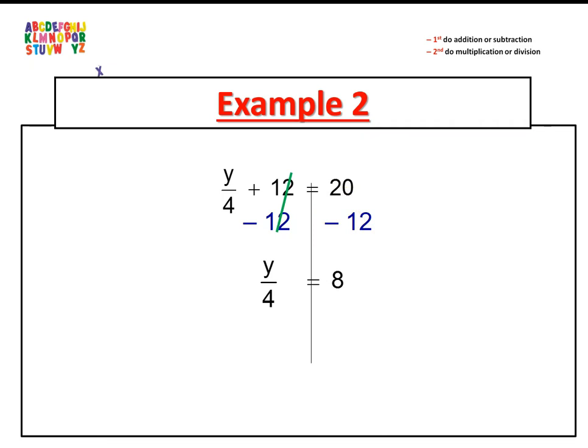So I need to get rid of division. How am I going to get rid of division? I'm going to use multiplication. So I'm going to multiply 4 on both sides. And I'm left with y equals 32.